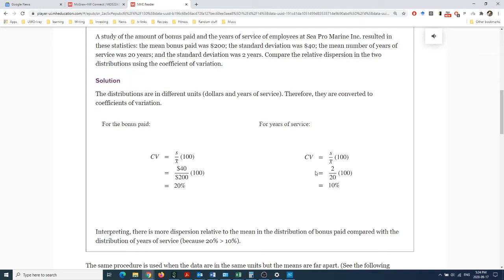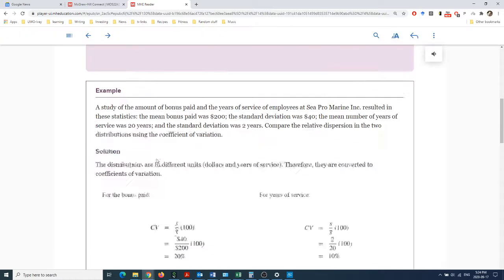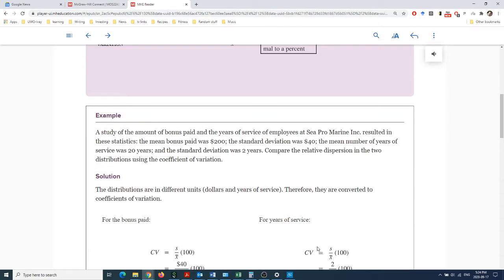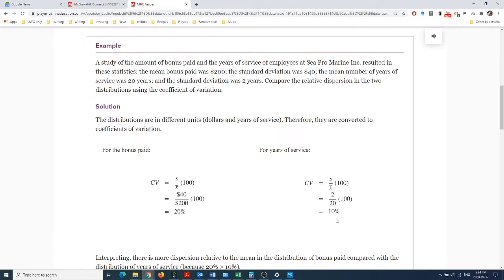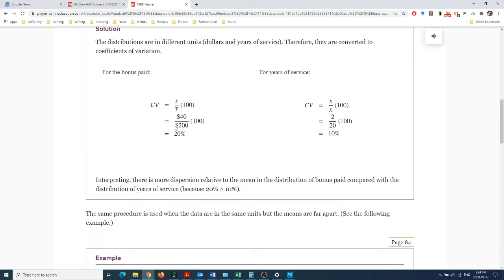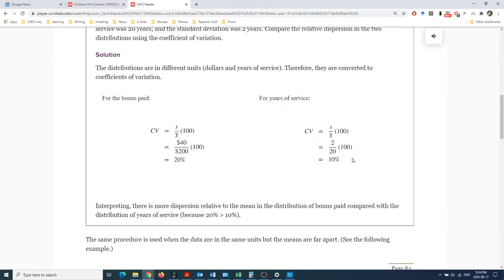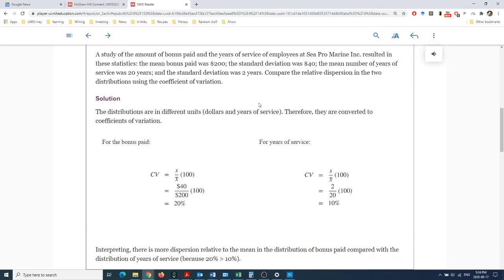So once you're dividing it by the mean, you can compare apples to apples. The 100 multiplication is just to convert things into a percentage. So if the coefficient of variation for the bonus distribution is 20%, and the coefficient of variation for the years of service is only 10%, then the bonus distribution is way wider. There's more variation in the bonus paid than in the years of service, right? So here, 20 years of service with a small standard deviation of 2 years.